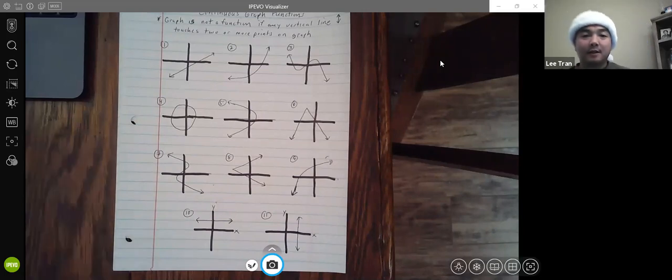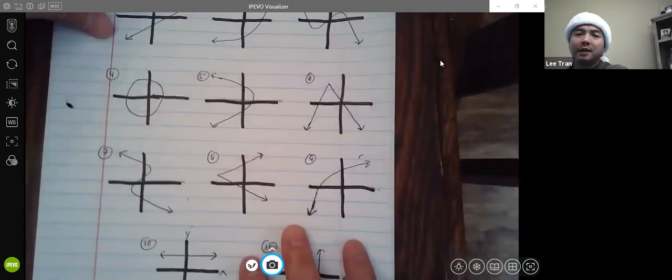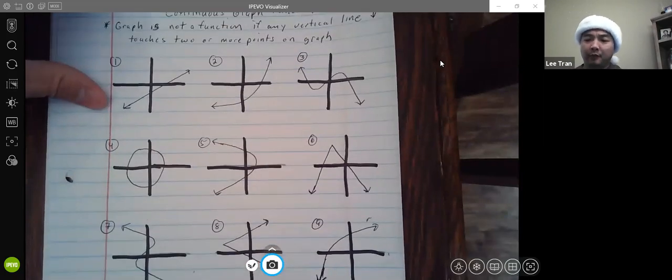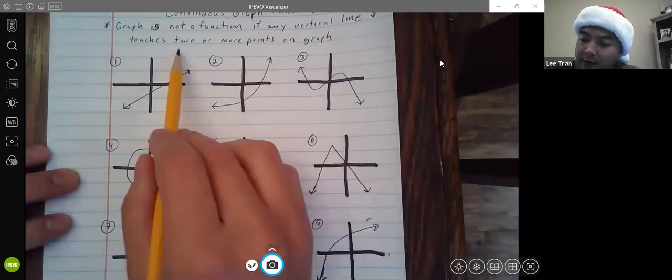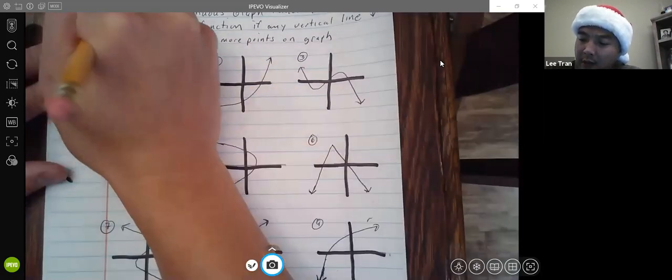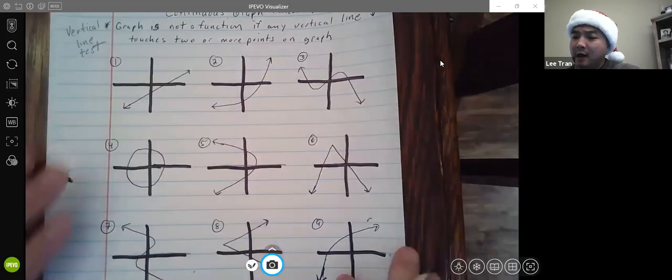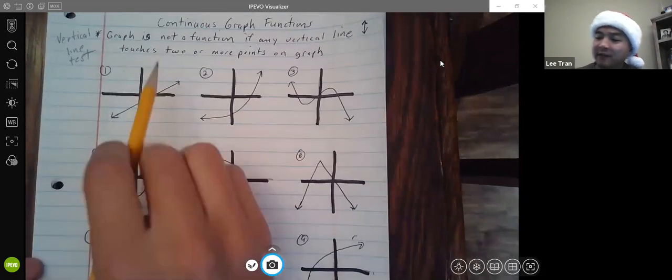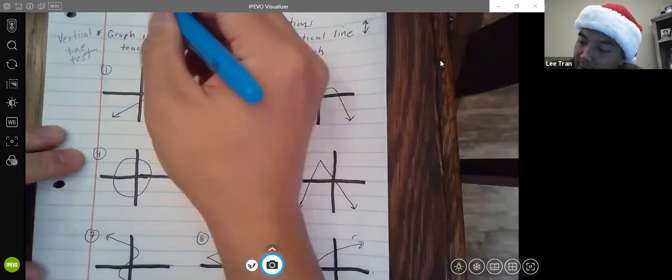Okay, if I'm going too fast, just chat me or unmute yourself. I'm going to go ahead and look at each of these now, just like on Thursday. You're going to say yes or no if it's a function or not. So we're going to use the vertical line test. Again, this is called the vertical line test. And the vertical line test says the graph is not a function if any vertical line touches 2 or more points.